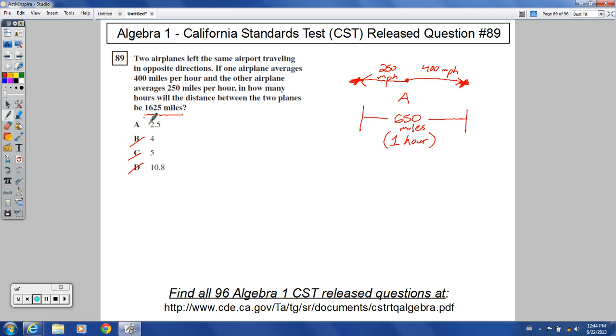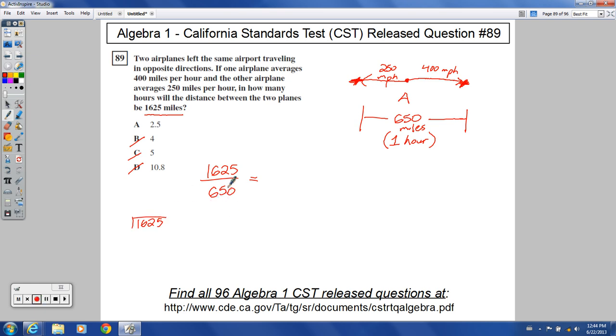And so how could we figure this out even if the answer choices weren't here? We would just take 1625 and divide it by, well, if it's going this many miles total and we're doing 650 miles in 1 hour, we just divide this by 650. That'll tell us the number of hours that it would take. So 1625, it looks like I can reduce that.